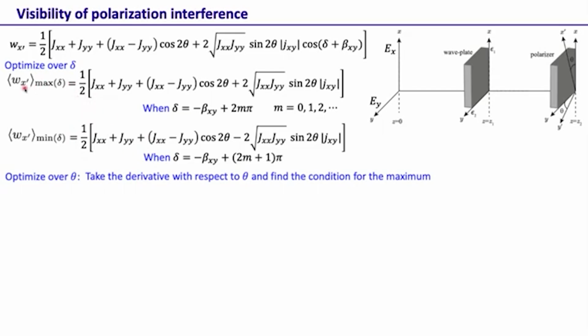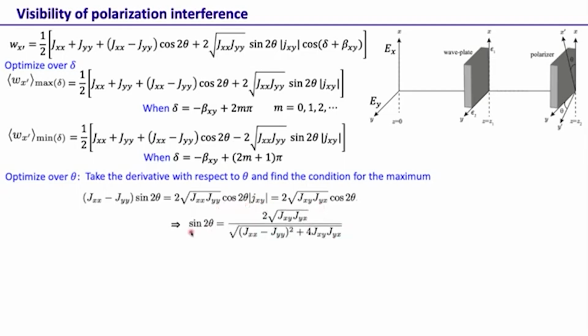For example, we take the derivative of this one with respect to theta and first find the condition for the maximum of this quantity, which will then give us the maximum over delta and theta. So we take this quantity, take the derivative with respect to theta, and find the condition for the maximum, which will be this: jxx minus jyy sine 2 theta equals twice root jxx jyy cosine 2 theta.